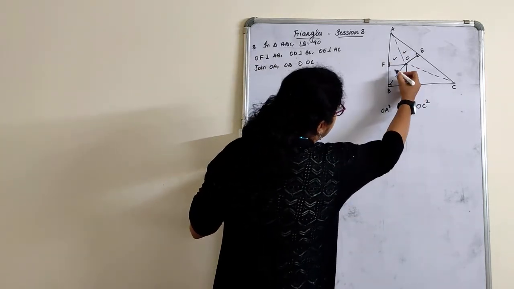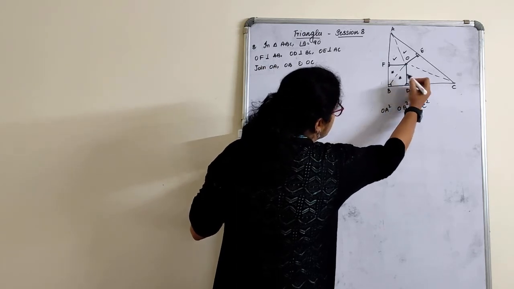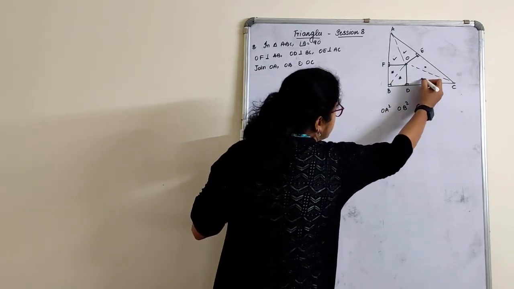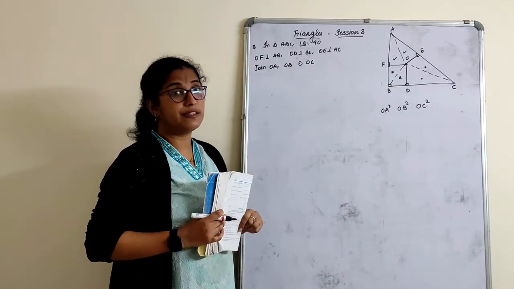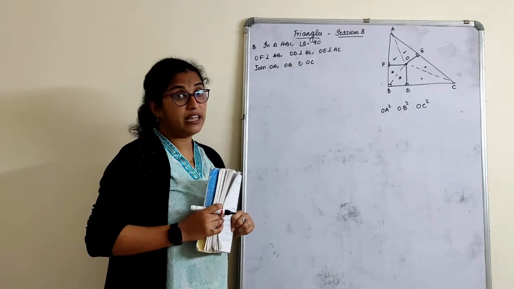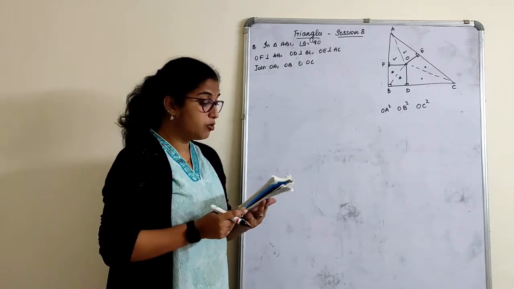Where does OB lie? OB lies in this and this triangle. OC lies in this and this triangle. That means hypotenuse is shared by two different set of 90 degree triangle. But which triangle I have to choose, that I should know. How do I know that?